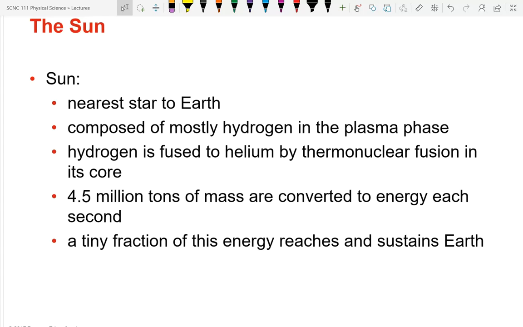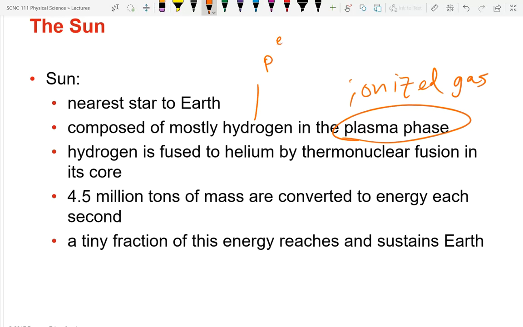So it's composed mostly of hydrogen. And when we say hydrogen, you know what we mean? We mean naked protons. It's hydrogen in the plasma phase. Plasma is a term that means ionized gas. Well, if you take a hydrogen atom, that's a proton with an electron going around it, and you take away the electron, what are you left with? A proton. So hydrogen in the plasma phase means protons. But you also have the electrons, just not bound to the protons. So you have a bunch of protons, you have a bunch of electrons. That's what primarily makes up the sun.